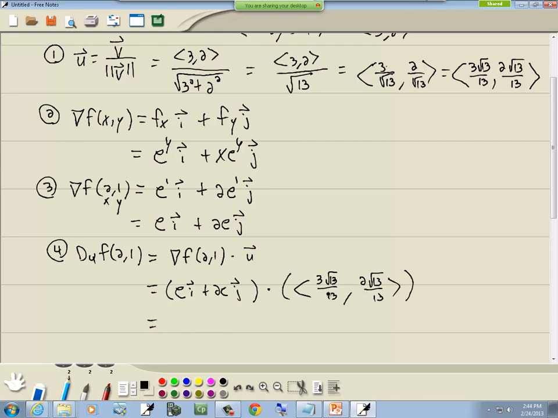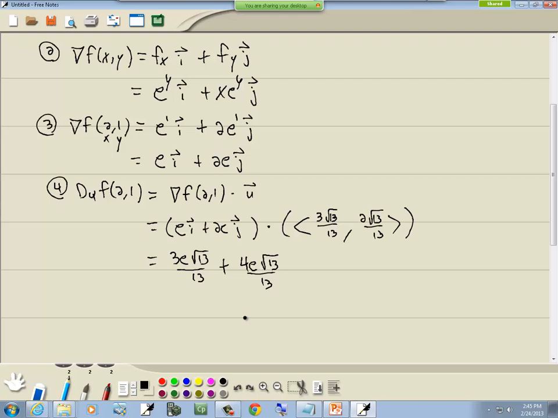Different notation, but I could equally get rid of these less-thans and greater-thans and put i's and j's on these. So we'll multiply what's in front of our i's. So we got 3e square root of 13 over 13, plus, multiply what's in front of our j's. 2 times 2 is 4. So 4e square root of 13 over 13. Well, we can combine these together now. 3 plus 4 is 7e square root of 13 over 13. And that's our answer.